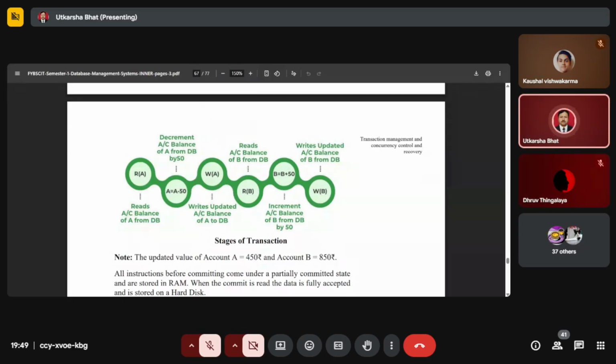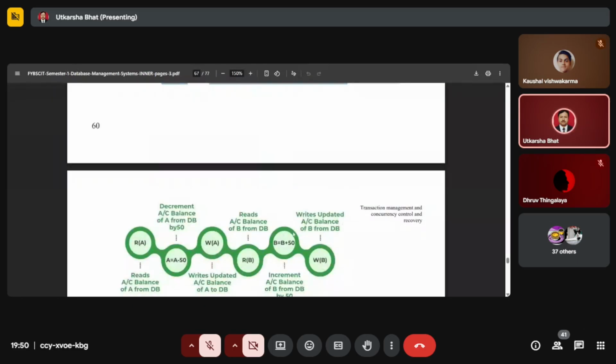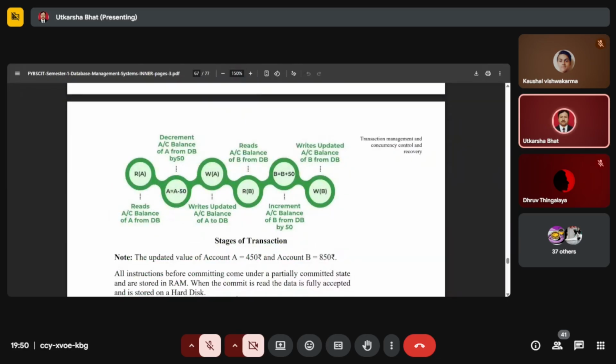The updated value of account A is equal to 450 rupees and account B is equal to 850 rupees. All instructions before committing come under a partially committed state and are stored in RAM. When the commit is read, the data is fully accepted and stored on hard disk. तो स्टोरेज मतलब हार्ड डिस्क पे स्टोर होता है. So these are the steps to follow. ये जो steps है उसी का यहाँ पे diagrammatically you have to understand well. Okay.